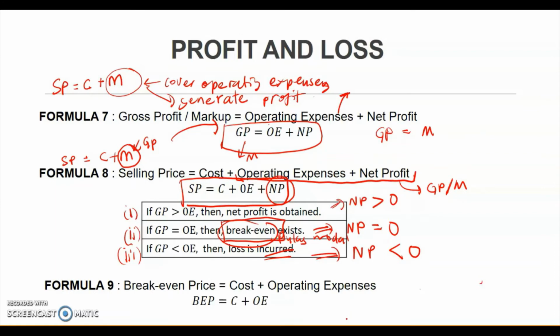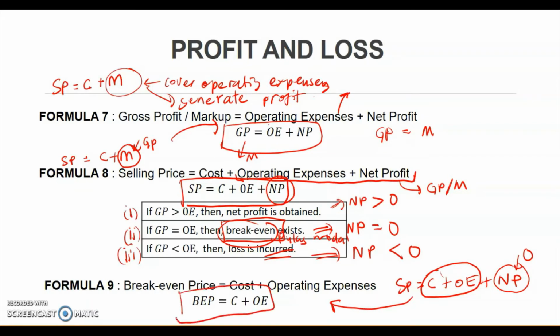Okay, so to find the break even, the formula is cost plus OE. Okay, we know that the selling price is cost plus OE plus NP. Okay, so now the net profit is 0 because we just want to reach the break even. So this is the price of break even. This selling price now, C plus OE, is the break even price. Okay. So this is the formula to calculate the break-even price.